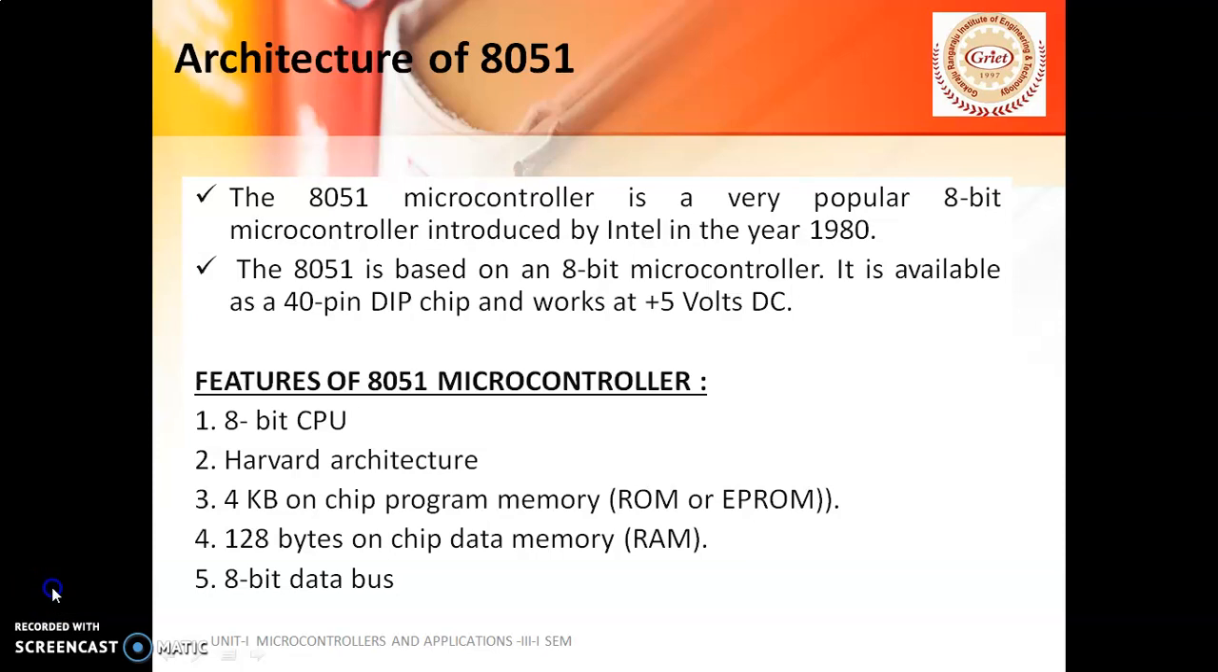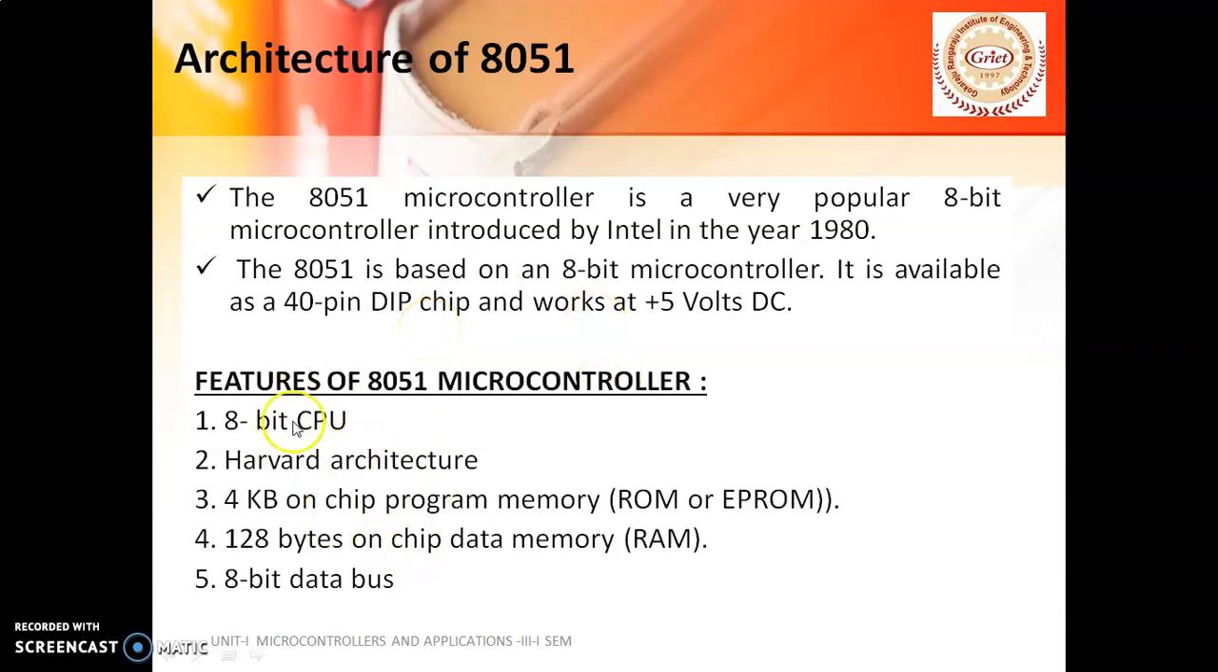Let's see about the architecture of 8051 microcontroller. The 8051 microcontroller is a very popular 8-bit microcontroller introduced by Intel company in the year 1980. This controller is a 40-pin dual-in-line package chip and it works at 5 volts DC.